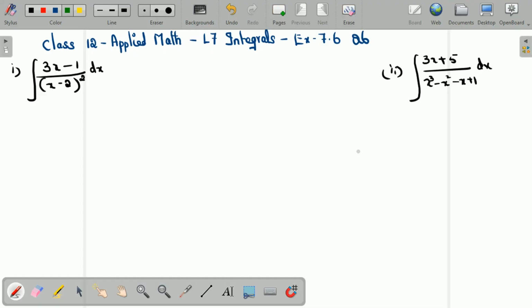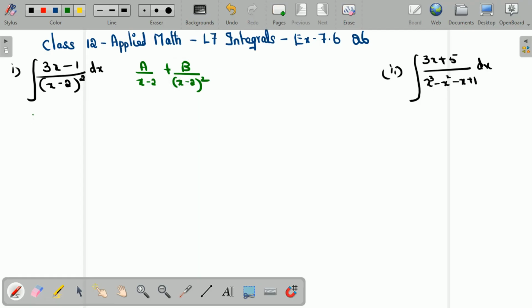In this video, let's find the solution for the sixth question in exercise 7.6. So let's first take the first subdivision, integral of (3x minus 1) divided by (x minus 2) the whole square. So by partial fractions, this can be broken down as a divided by (x minus 2) plus b divided by (x minus 2) the whole square.